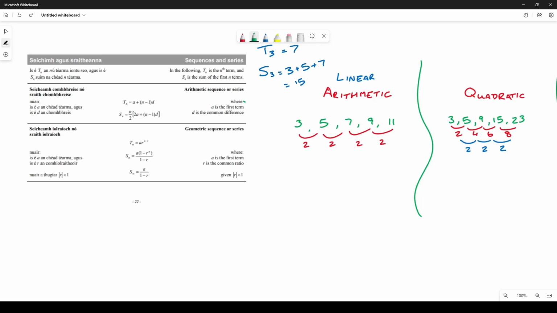The a and the d: a is the first number in the list. So for me, here, that would be this 3 is the small a. That is a small a. And d is the common difference. So this would be the d, because it's how much it's different by each time. And it's common because it's the same number each time.